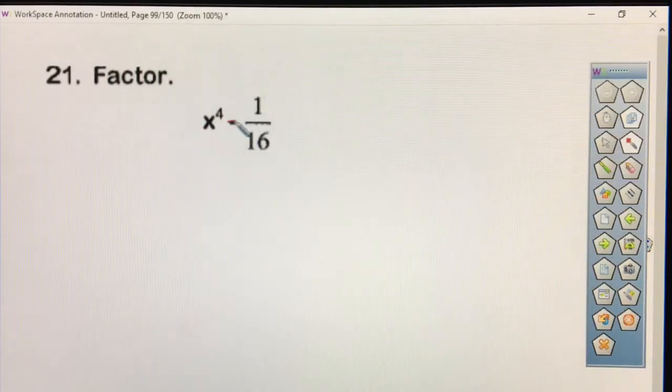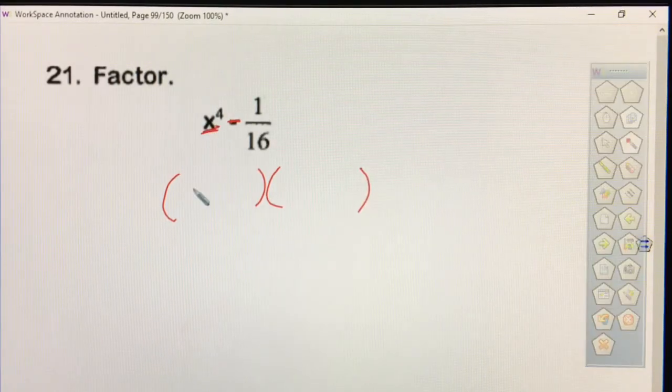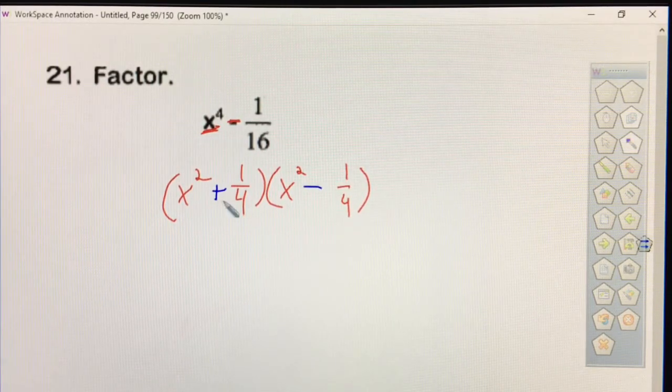I have to factor this. This is a difference of 2 perfect squares. So I'm going to set up my parentheses, and what times what equals x to the 4th, x squared, and what times what equals 1 over 16, that's 1 over 4, 1 over 4, and the signs will alternate. So it's going to be plus and minus. Now I can't factor a sum of 2 squares, but I can factor a difference of squares. So I can continue factoring this one.